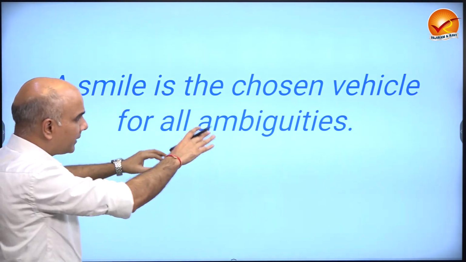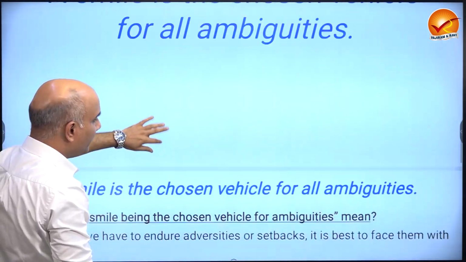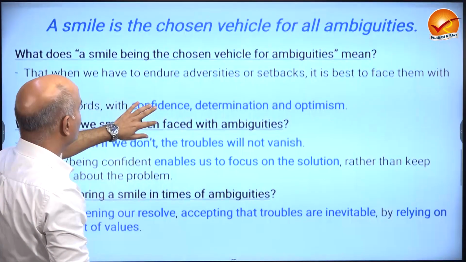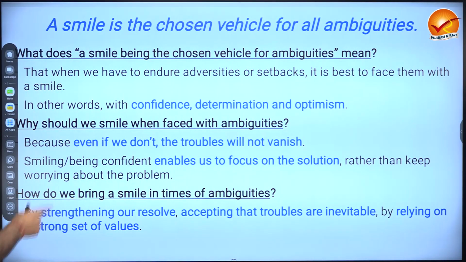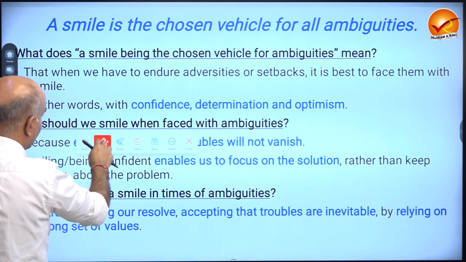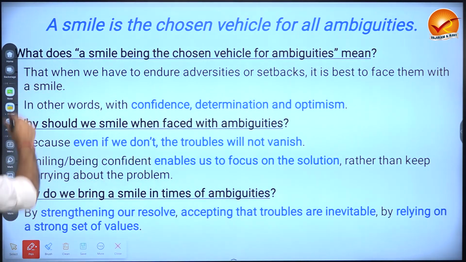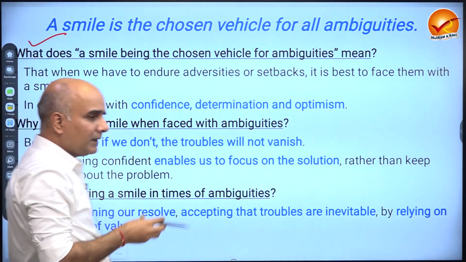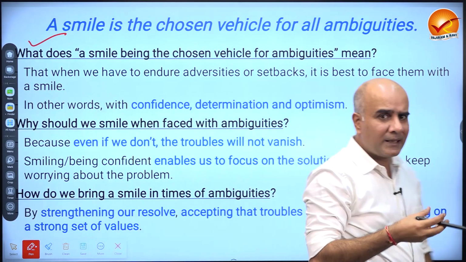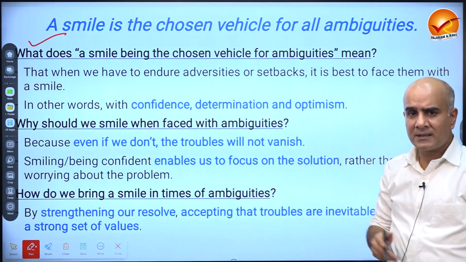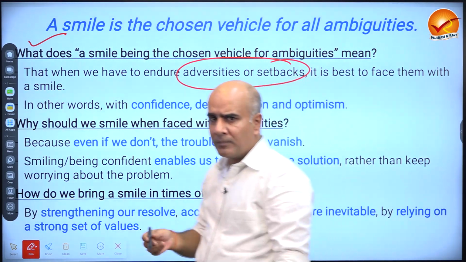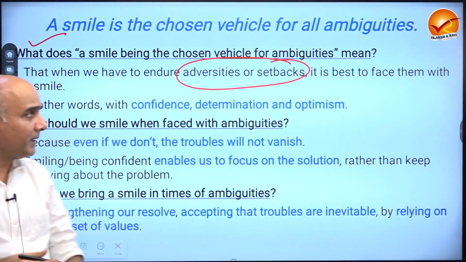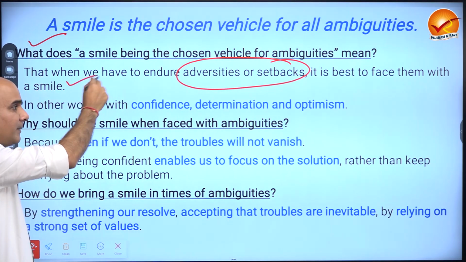But that's your broad understanding. More specifically, how do I interpret a topic like this? Simple topic though. 3 questions again we ask for the right interpretation, and this interpretation you will write in body paragraph number 1. First question we ask, what do we mean by saying that a smile is the chosen vehicle for all ambiguities? That whenever we have to face troubles, problems, adversities, setbacks, we should face them with a smile.